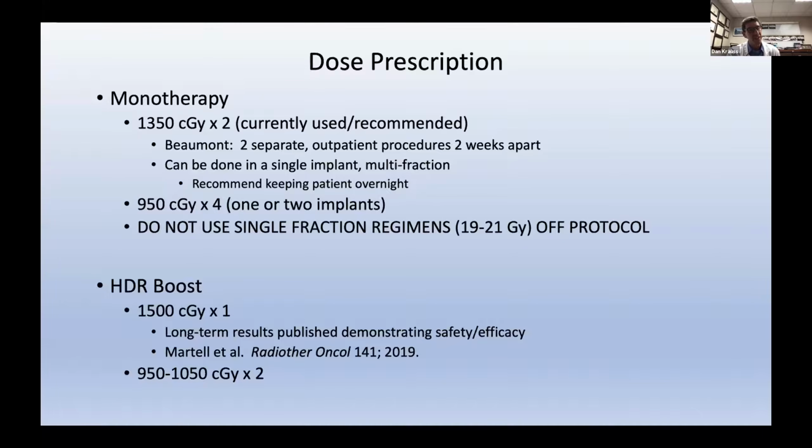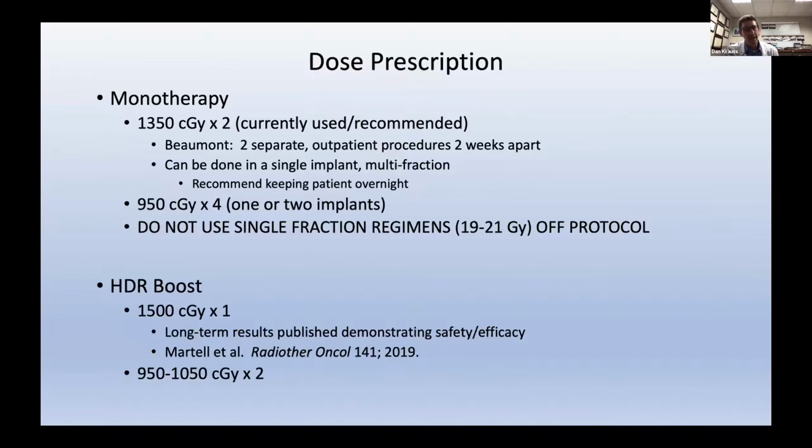On the rare occasion that I actually do that, I do make the patient stay overnight. I don't like doing 1350 twice, 6 hours apart. It just makes me a little uncomfortable, but it could be done. We've in fact published on that quite a while ago. It seems to be safe to do. 950 times 4 is sort of the classic monotherapy dose, what we always used to use until about 15 years ago when 2 fractions became our standard. Nothing wrong with this. It's just a little bit more logistically challenging to give.